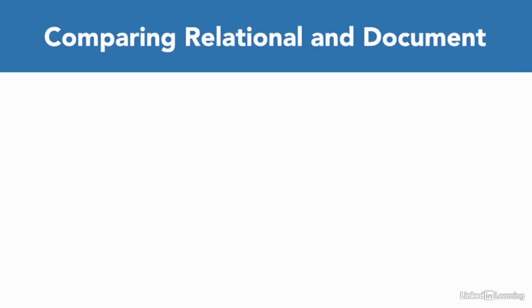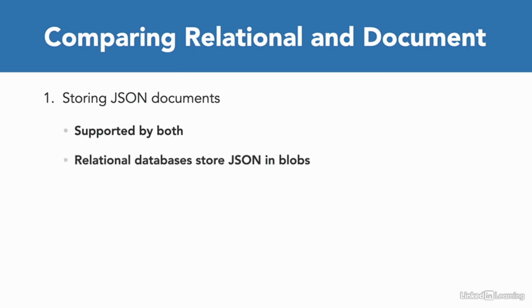When comparing relational and document databases, there are at least 3 different ways to think about it. The first one is when you store JSON documents as they are in both database types. Both relational and document databases nowadays generally support JSON objects, but the way you work with JSON documents differs in both cases. In relational databases, you generally store JSON inside a JSON blob. In MongoDB, you just store it.